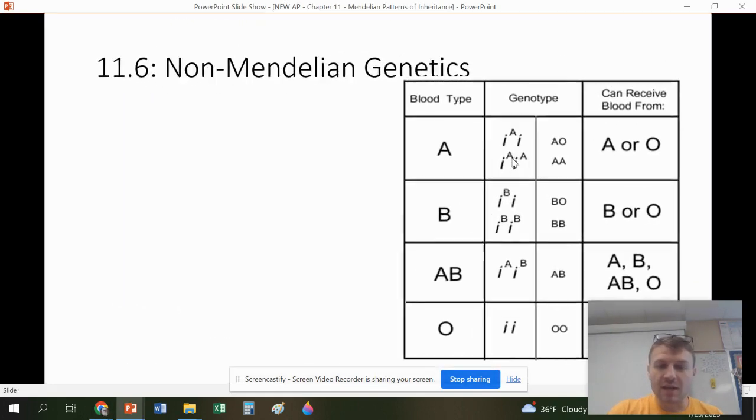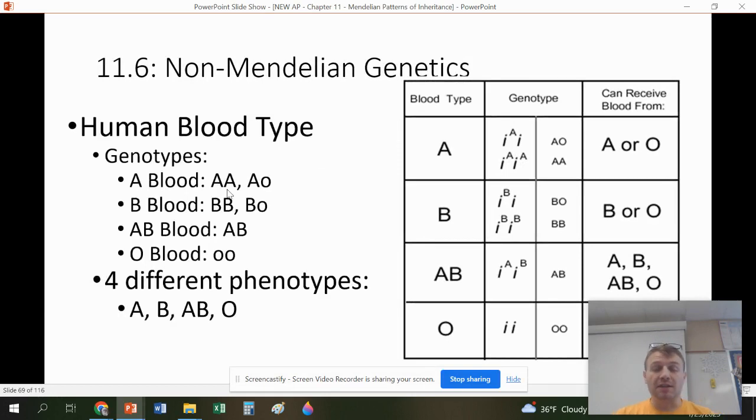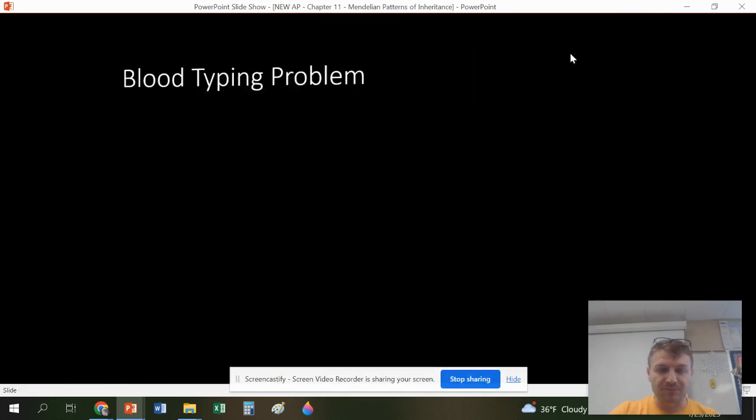I'm just going to skip this for now. You see here. Okay, so that means there's going to be different genotypes. For A blood, you have AA and AO. Since A is dominant to O, this person still produces A blood. B blood, big B, big B or big B O. Yes, this still produces B blood. AB blood, you can see AB. O blood, you have to have OO. So the only time you get O blood, you're going to have two recessive O alleles. So again, there are 4 different phenotypes here. However, there are multiple different genotypes.